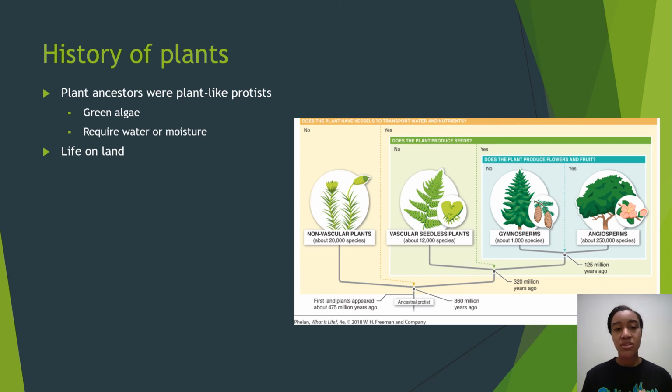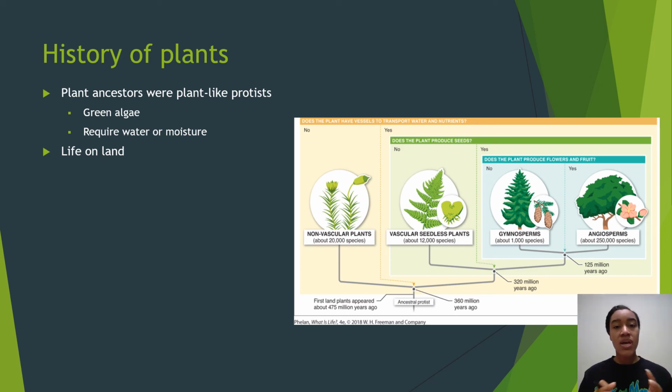So let's talk about the history of plants. So plants have come a long way. As I mentioned, they've been here for a long time, and they were the first multicellular organisms to colonize land. So where did plants start? Plants started with a plant-like protist ancestor, right? So this ancestor lived in the water. It's what we refer to as green algae, and these green algae, plant-like protists, were hanging out in the oceans and in the water, and then eventually through natural selection and evolution, they started to colonize land and turn into plants like we know them today.